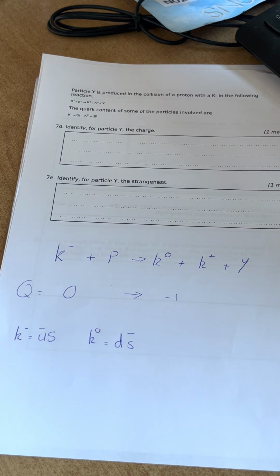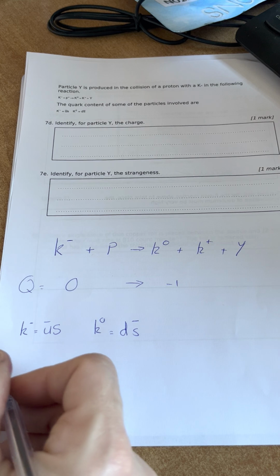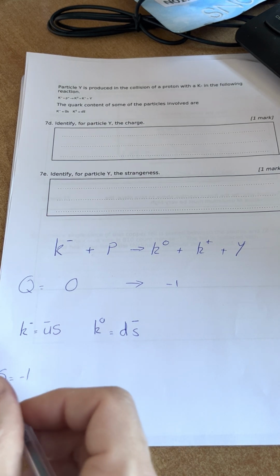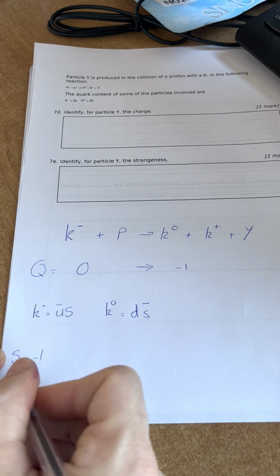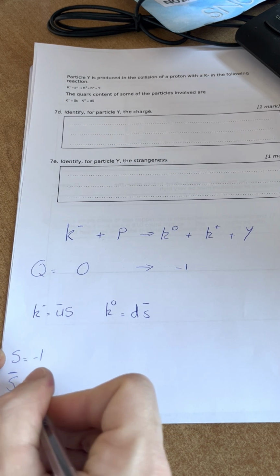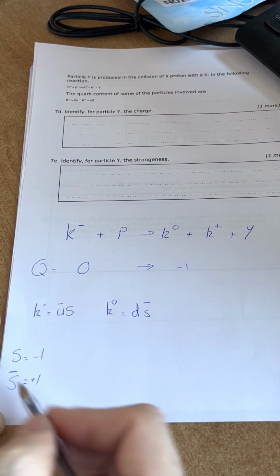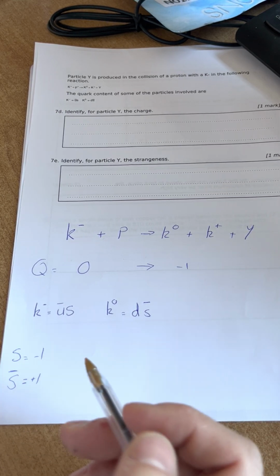Well, the strange thing about strangeness is it's the opposite way round to what you expect. So a strange quark has a strangeness of -1, and an anti-strange quark has a strangeness equal to +1. And this is given to you in your data booklet, so it's not something you need to remember. You just need to remember to look in the data booklet.